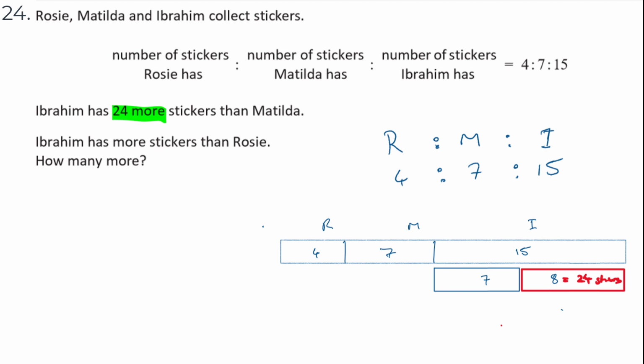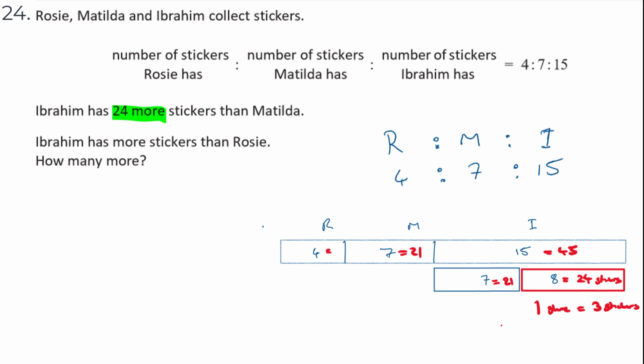So what is each share worth then? Each share is going to be worth 3 stickers. So 1 share equals 3 stickers. Does that make sense? So if 1 share is 3 stickers, then this one here is going to be worth 21 stickers. Ibrahim's going to have 15 lots of 3. He's going to have 45 stickers altogether.